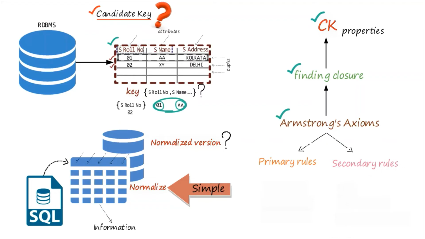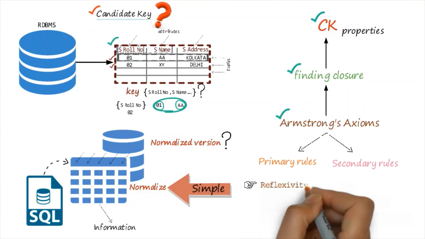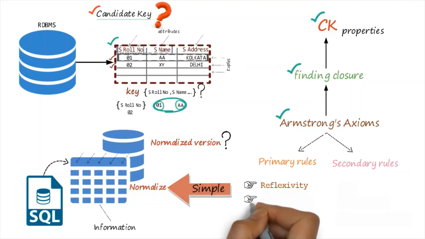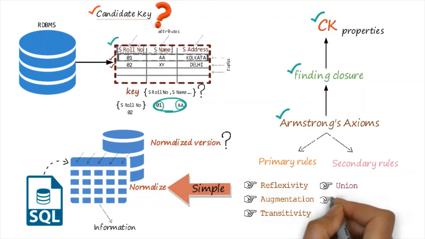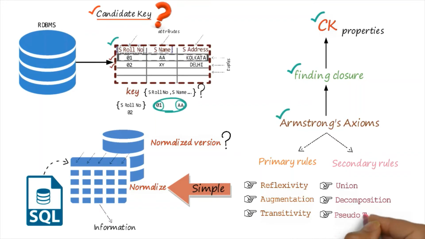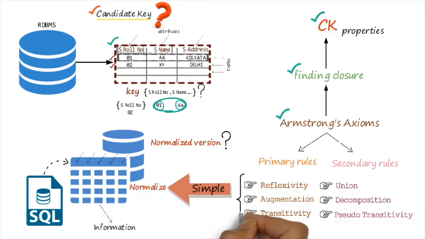So now first we have to understand what are these primary rules. In case of primary rules, we know that the first rule is known as reflexivity. The second rule is known as augmentation. And the third rule is known as transitivity. So these are the first three rules. And the second rules are union, decomposition, and pseudo transitivity. Now, I am not going to define each and every rule.